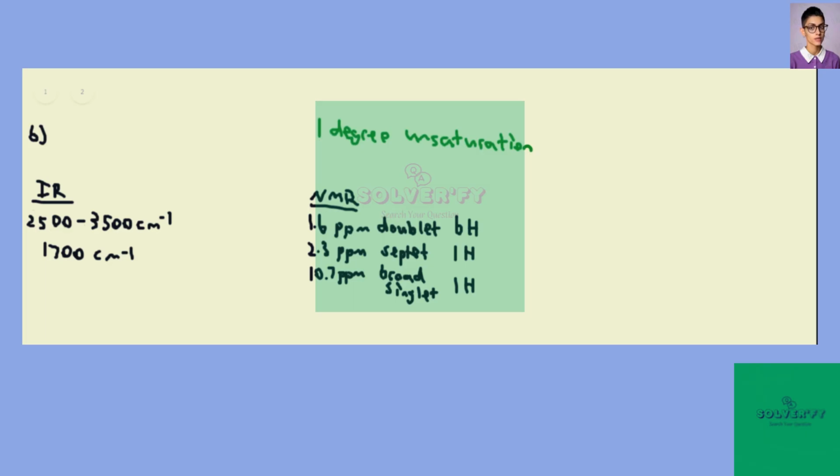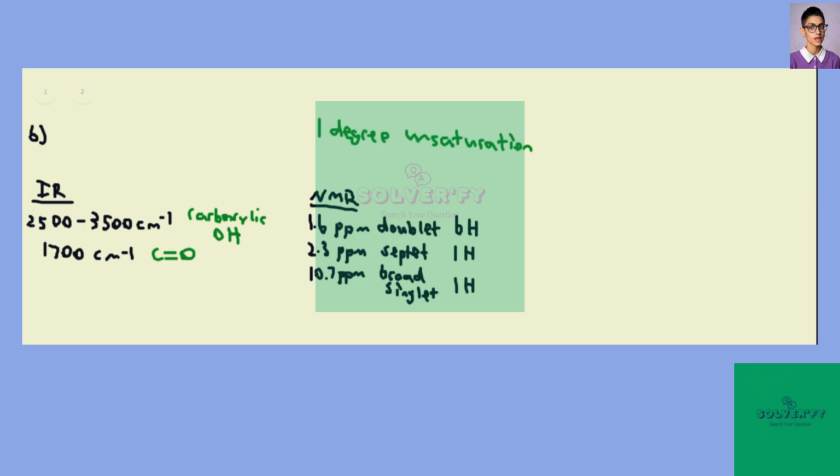Looking at the IR data, again, we see that 1700 wave number peak. That's going to confirm the presence of a carbonyl here, carbon-oxygen double bond. And then the peak from 2500 to 3500, that's kind of broad but weirdly misshapen. That is very characteristic of a carboxylic acid OH. So we'll call this carboxylic acid OH.